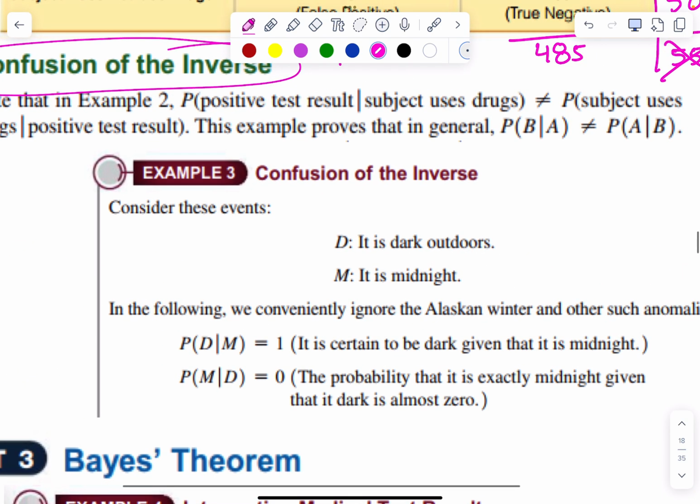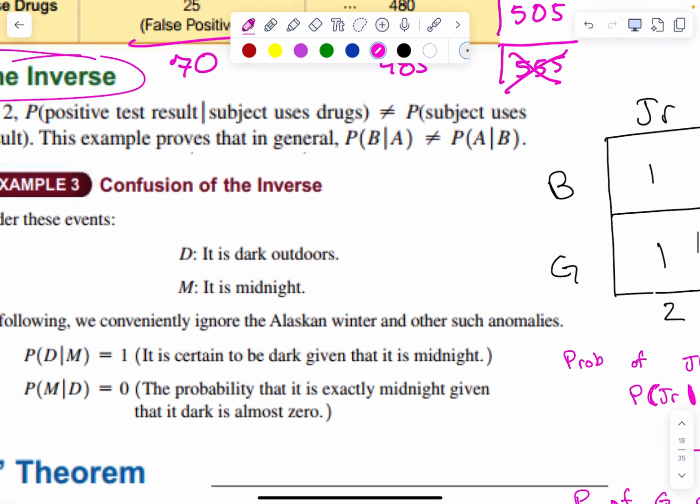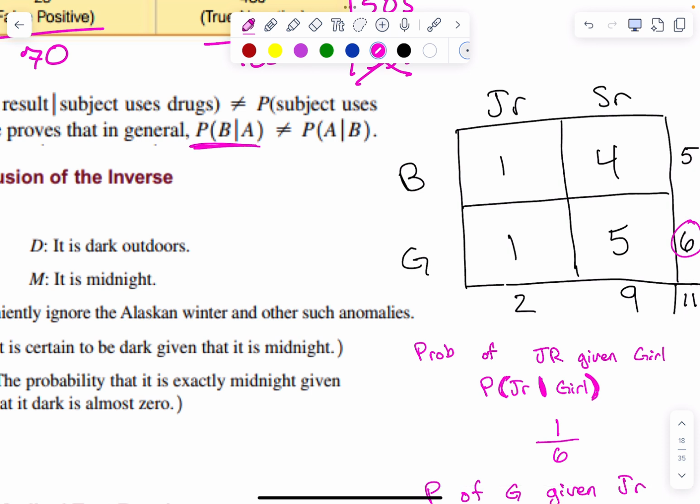All right, so here we go. Let's talk about their example that they do. Confusion of inverse. Probability of B given A and probability of A given B are not the same thing. They don't even add up to 100%. They're not related. So when you flip them around, it will not be the same fraction. If it is, it's a huge coincidence. Okay, so here we go.